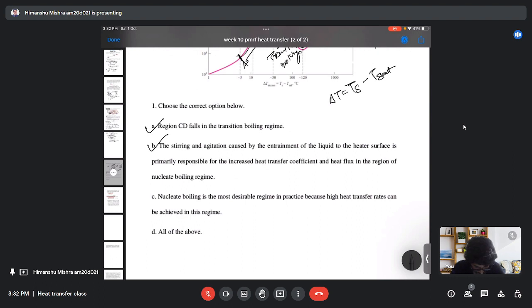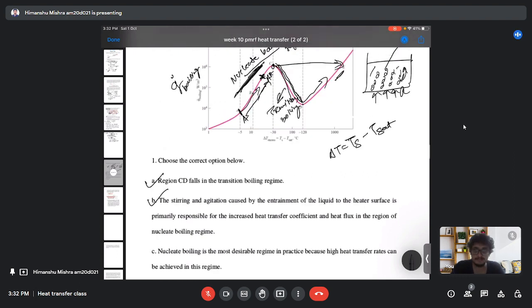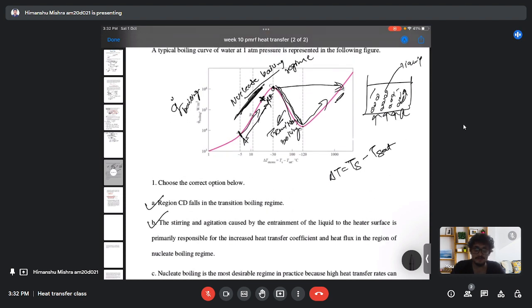Option C says the nucleate boiling is the most desirable region in practice because high heat transfer rates can be achieved in this region. Since my heat transfer coefficient increases in the nucleate boiling region, of course my heat transfer will also increase due to that, and therefore nucleate boiling is the most desirable region because of the high heat transfer rate.